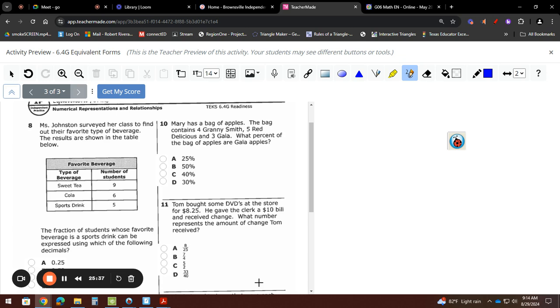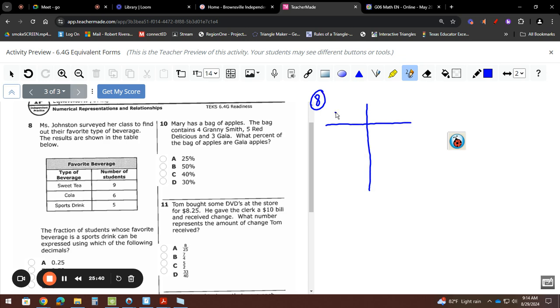So problem number 8. It says Mrs. Johnson surveyed the class to find out their favorite type of beverage. The results are shown in the table below. So I'm going to pretend that students were surveyed to see what their favorite class is. I'm just going to make up some numbers for you. But the way I do number 8, that's what you're going to do at home.